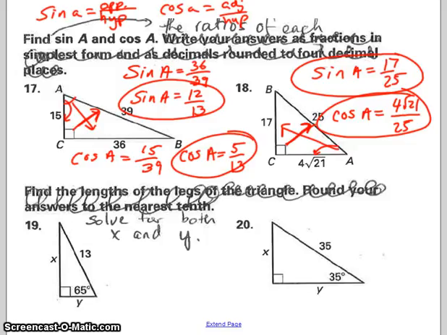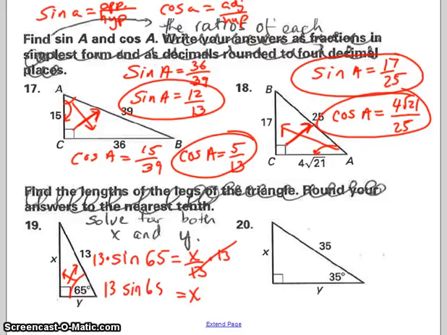Number 19, solve for x and y. We have the angle. If we want to solve for x, we have the opposite and hypotenuse, so we'd use sine. Sine of the angle equals opposite over hypotenuse. Solve for x by multiplying by 13 on both sides. x equals 13 sine 65.